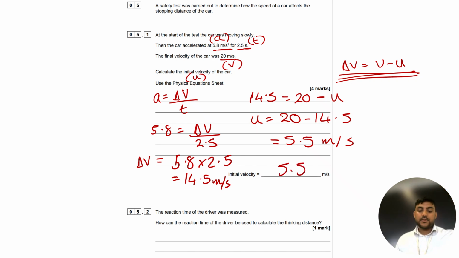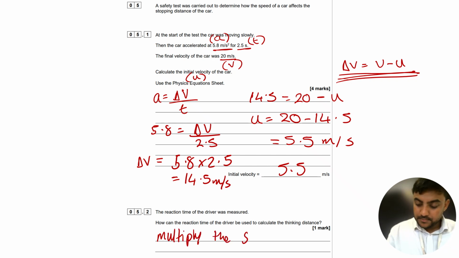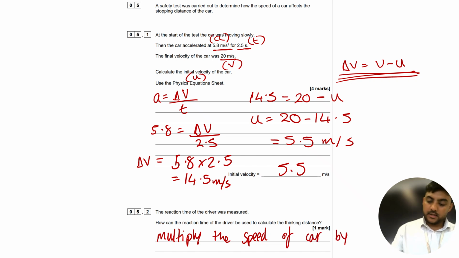The reaction time of the driver was measured. How can the reaction time of the driver be used to calculate the thinking distance? Reaction time: what you can do is multiply the speed of the car by the reaction time. That will get you how far the car will travel while he is thinking. So you say multiply the speed of car by the reaction time.